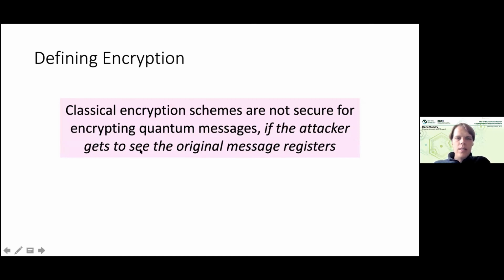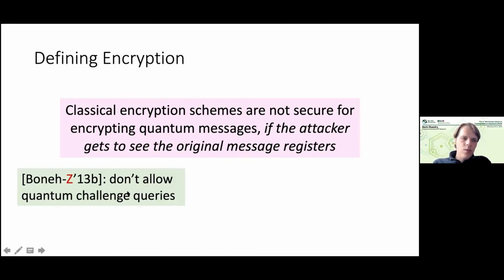And so the takeaway is that classical encryption schemes are not secure if you encrypt quantum messages. Crucially, if the attacker gets to see the original message registers. This is where the attack came up, because the attacker got to see the message registers that they sent to the challenger, and could then tell whether those messages were in superposition or not.